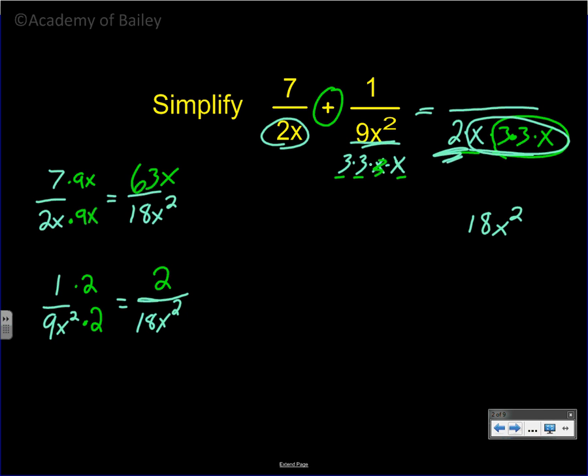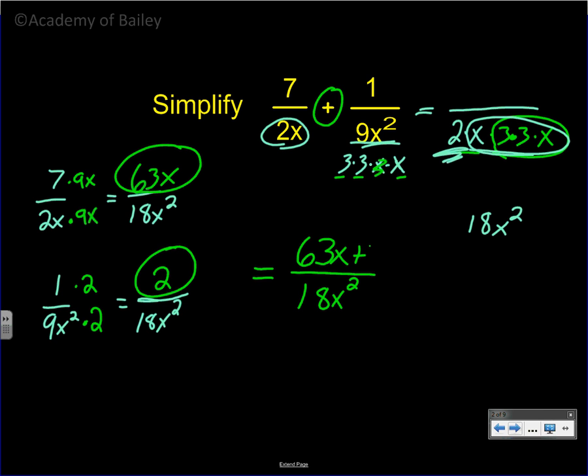This is an addition problem, so we're going to have 18x squared on bottom. We take 63x and we add it with 2. They are not like terms, so we cannot put those together. And you cannot factor anything out of 63x that you can factor out of 2. So right there is the simplified form of what you started out with.